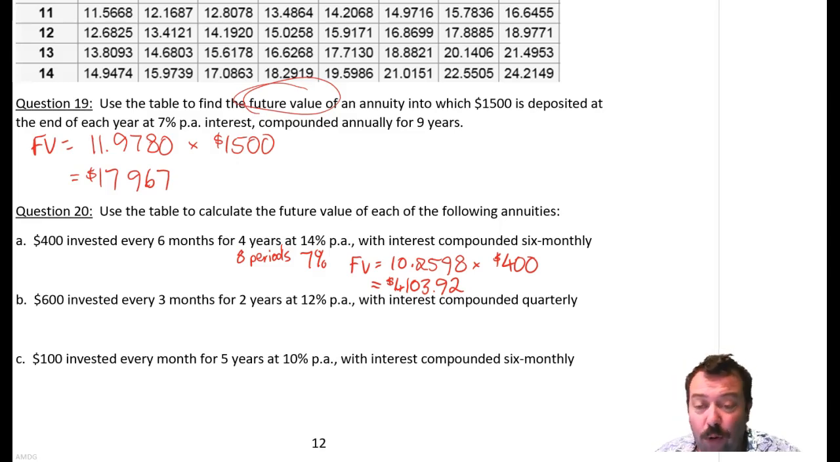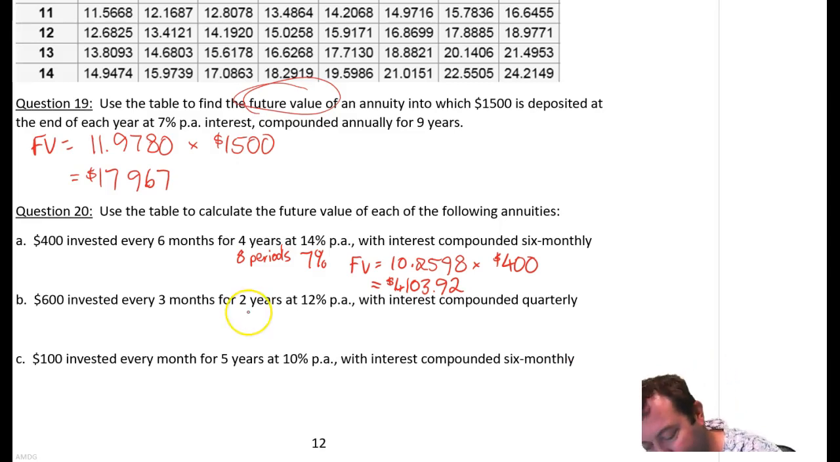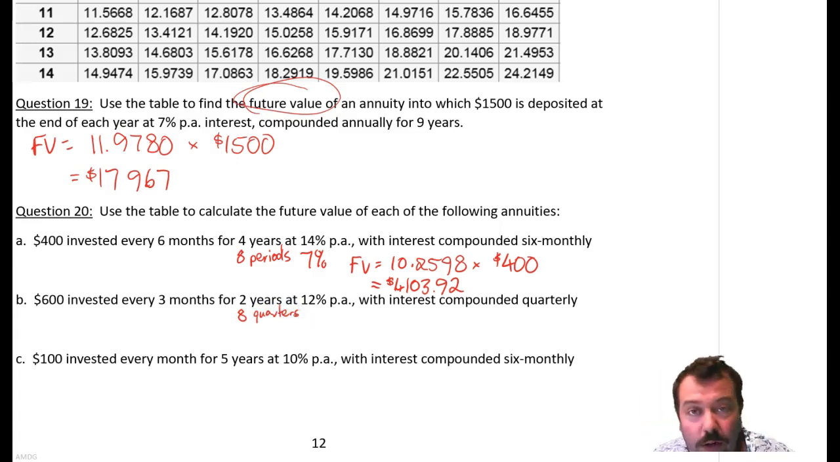Now, $600, that's my contribution, every 3 months for 2 years, 12% per annum, compounded quarterly. With these questions, I should point out the compounding frequency is always going to be the same as the contribution frequency. Other than that is beyond the scope of this course. Nonetheless, I need to convert everything to quarterly figures. So my 2 years becomes 8 quarters. And my 12% per annum becomes 3% per quarter.